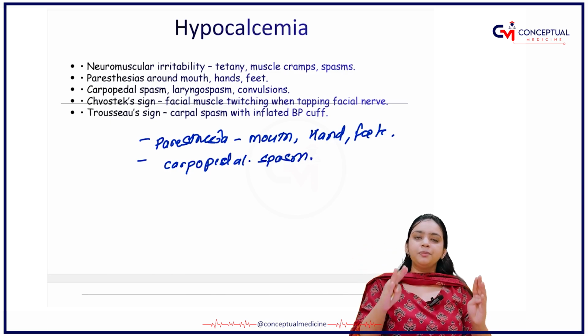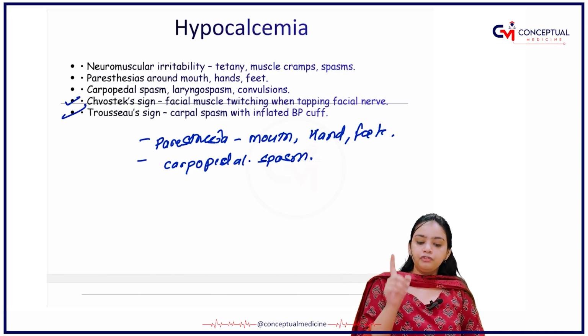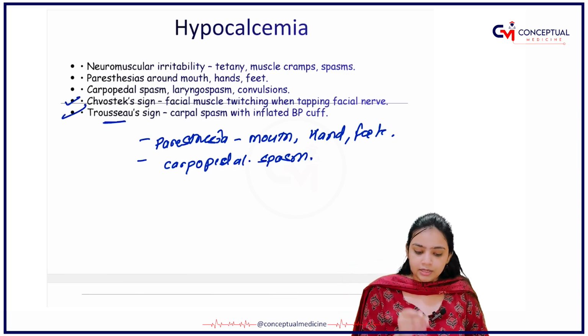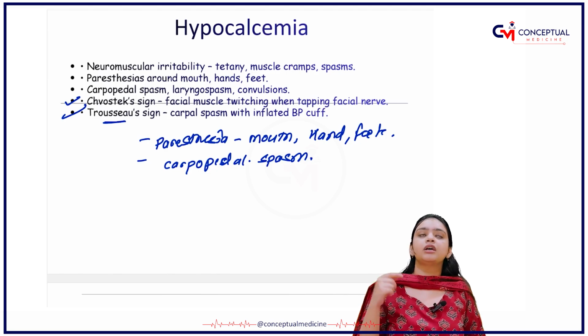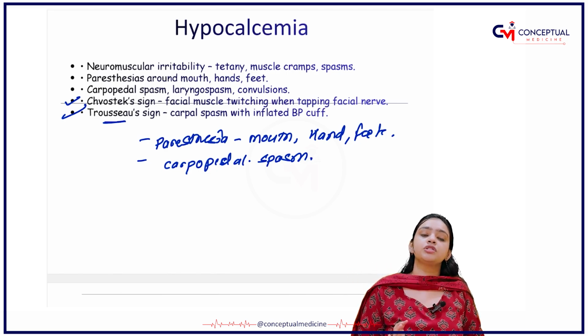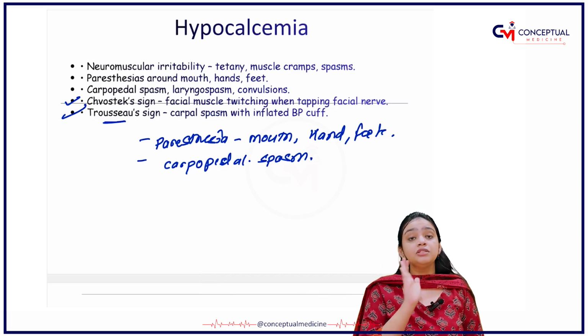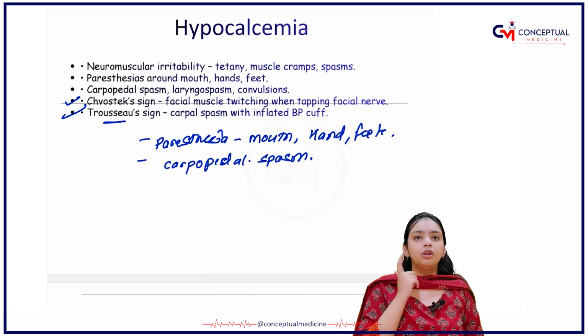Now guys, listen to me very carefully and see me very carefully. I will be demonstrating two signs to you. First one is the chopstick sign and the second one is the trousers sign. In the chopstick sign there is facial twitching. If a person has this kind of feature, whose facial nerve is hyperexcitable, whenever I tap on the face, they will twitch like this. Normally, if I tap, nothing will happen.